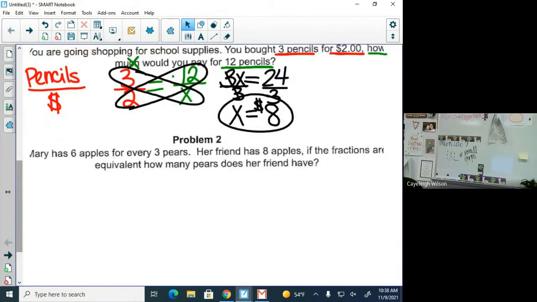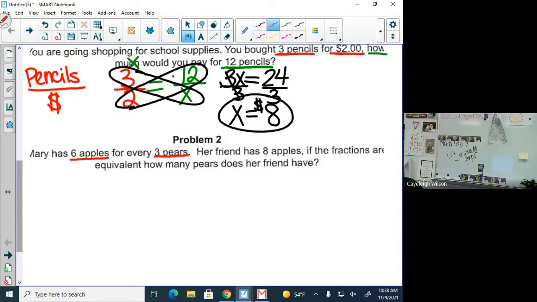All right, the next one says, Mary has 6 apples for every 3 pears. Her friend has 8 apples. If the fractions are equivalent, that just means that the ratios are equal, how many pears does her friend have? So I go back to that first sentence. It says Mary has 6 apples and what? Mary has 6 apples and 3 pears.